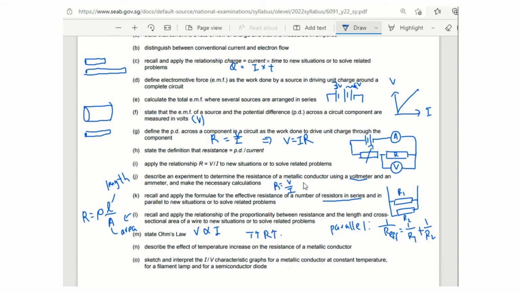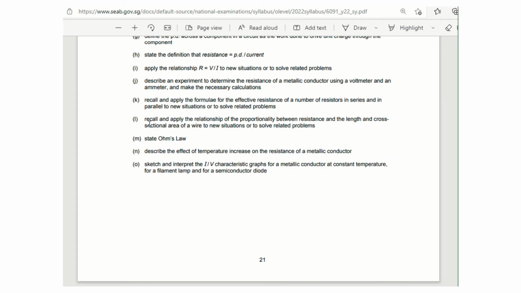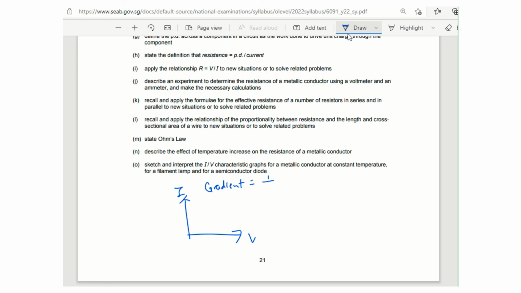Next, in O, you need to sketch and interpret the I-V graph. Let's look at the last item on current electricity. In part O, you need to sketch and interpret the IV characteristic graph for a metallic conductor at constant temperature, for a filament lamp, and for a semiconductor. So let me draw it out. This is an IV graph, where the gradient of the graph is equal to 1 over resistance.